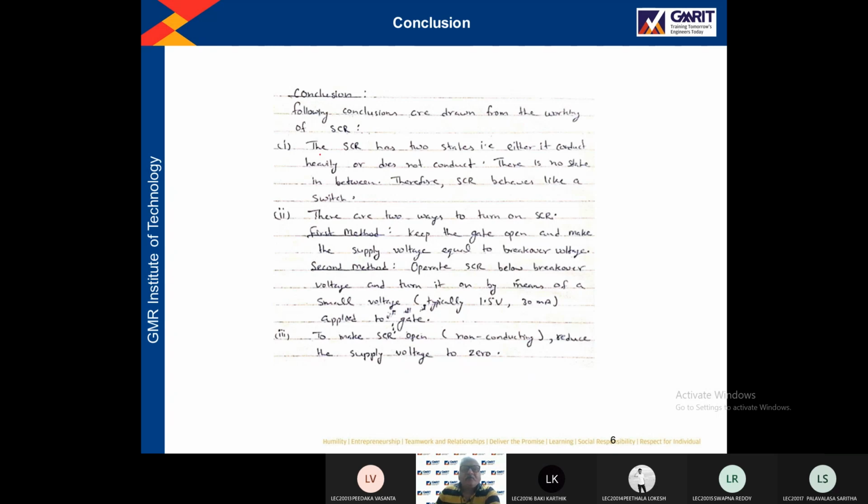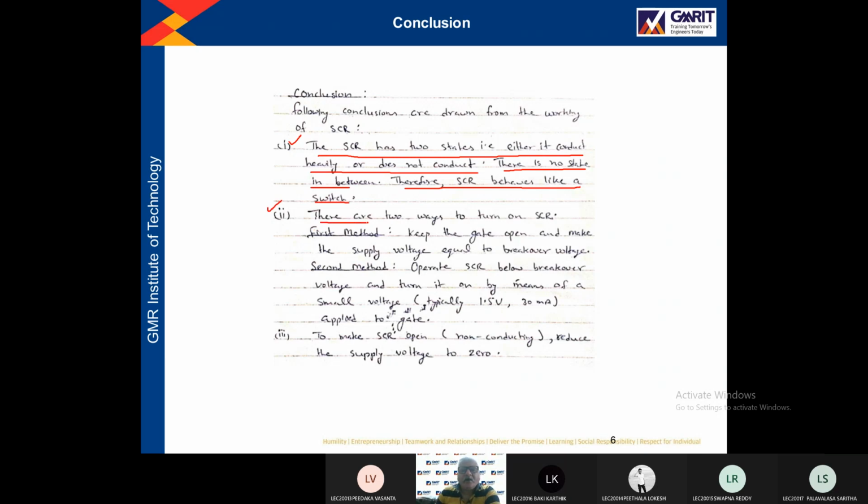So here is the conclusion. First point: the SCR has two states. Either it conducts heavily or it does not conduct. Only two states are there, and there is no state in between. Therefore, SCR behaves like a switch. If there are only two states, either on state or off state, then it can act as a switch.